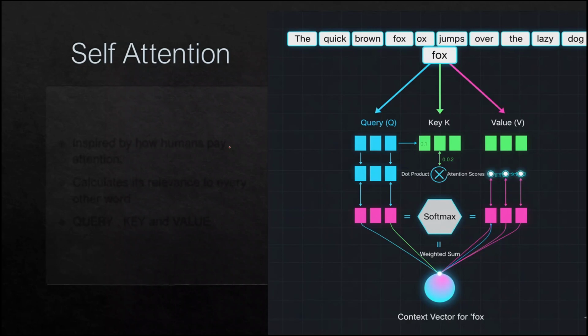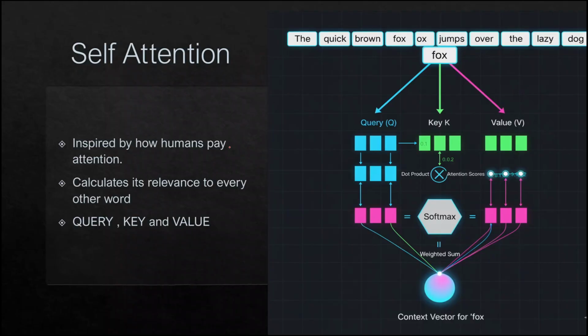So for each word in a sentence, self-attention calculates its relevance to every other word. It does this by creating three internal ideas: query, key, and value. Based on this query, key, and value, it checks the weightage of that word.